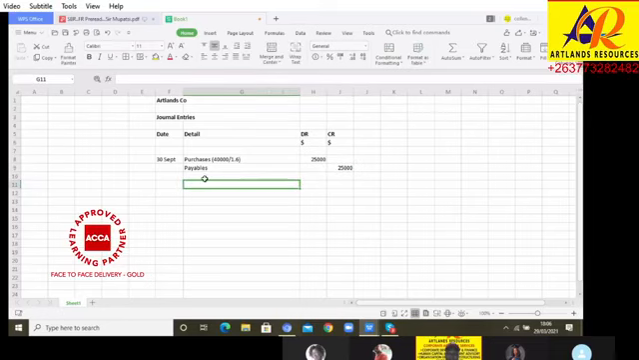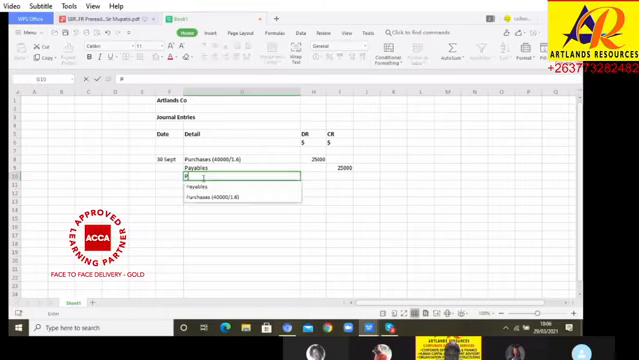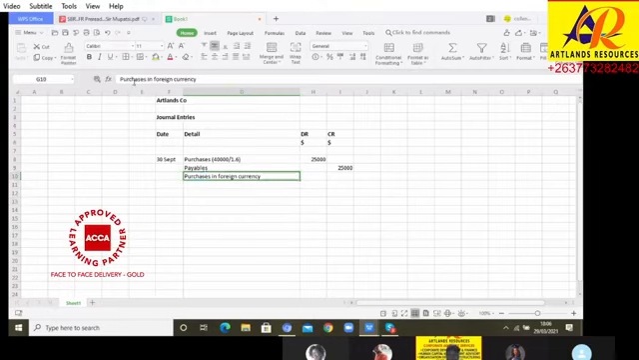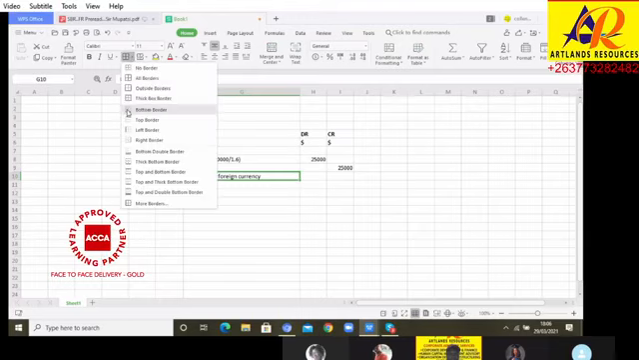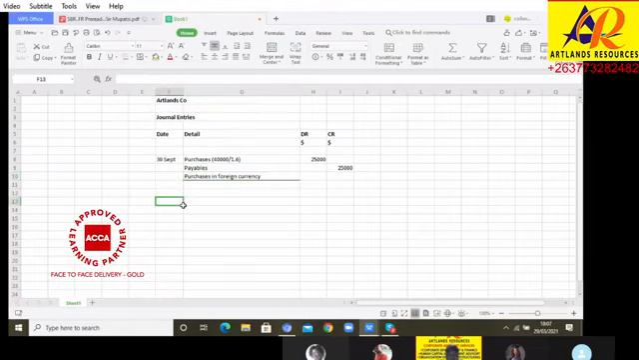So the narration is simple. Purchases made in foreign currency. Now, if I can underline this part here. They are saying payments is to be made in equal installments on 30 November and 31 January.